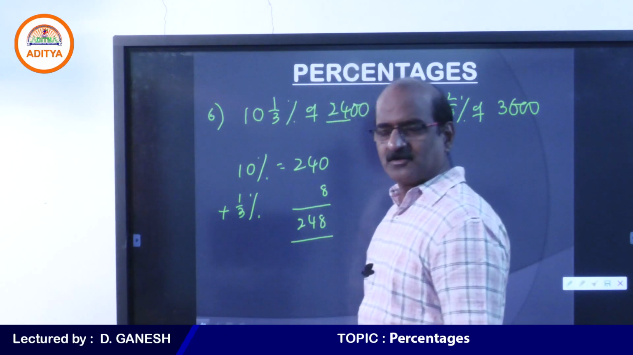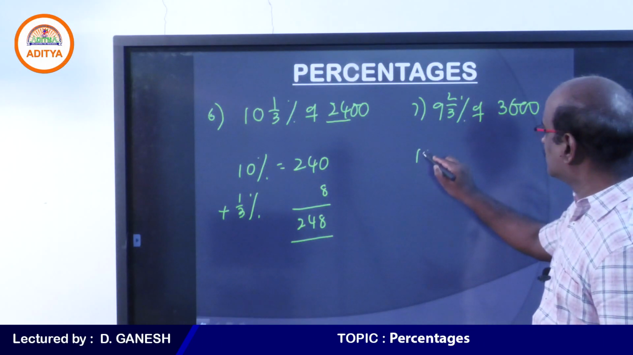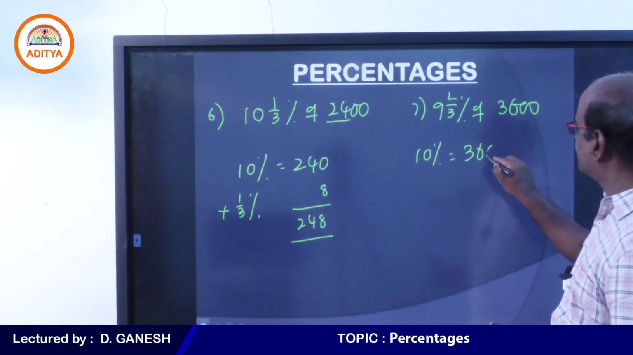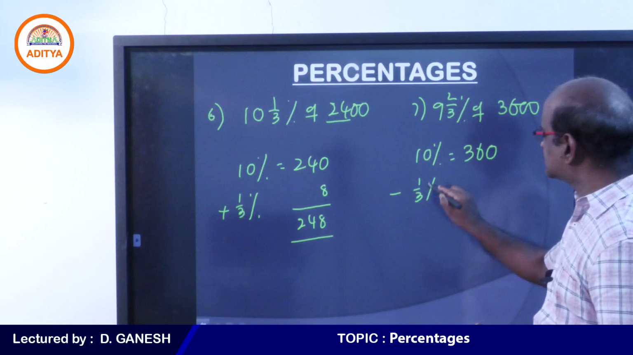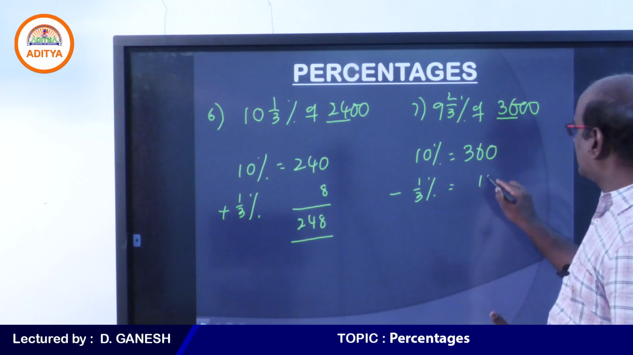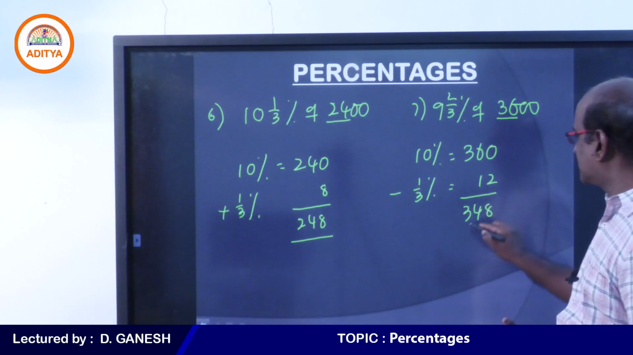Now look at question number 2. For this question also you get 10%. 10% is 360, and from this you need to subtract 1/3%. What is 1/3%? 1% is 36, 1/3 of that is 12, therefore the answer is 348.